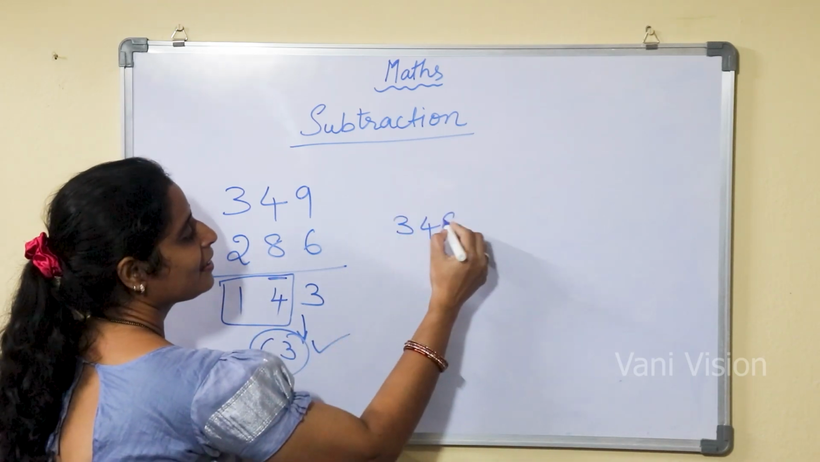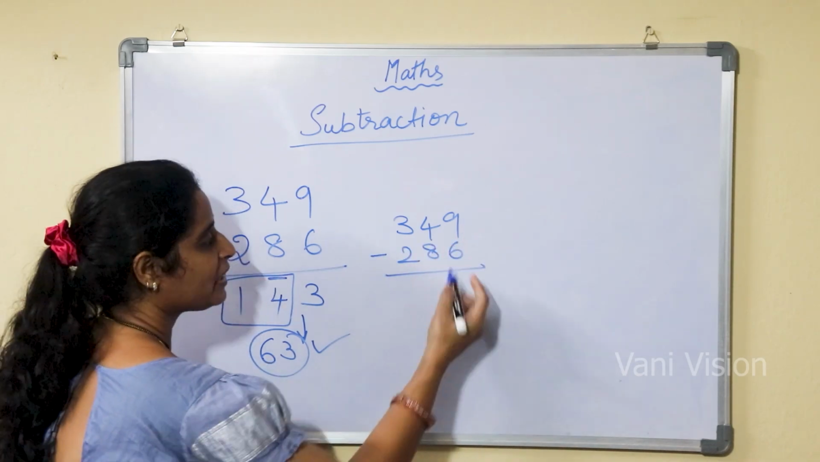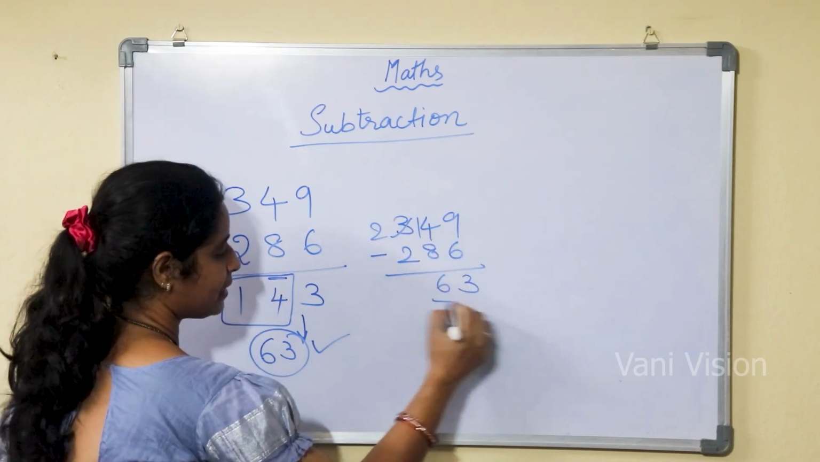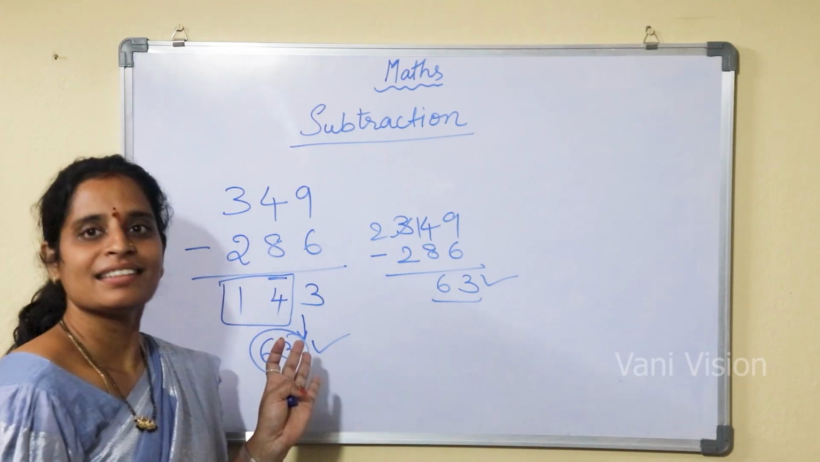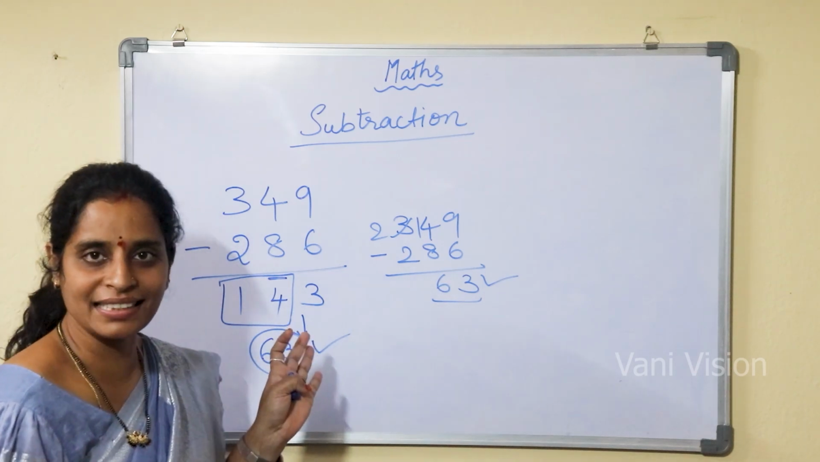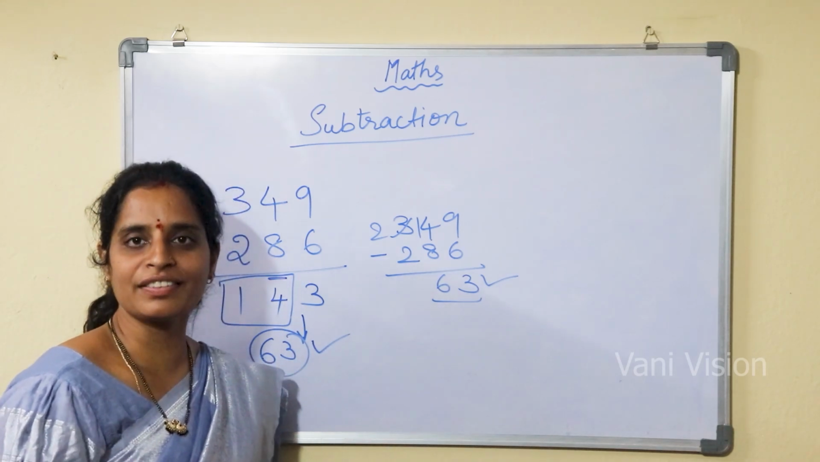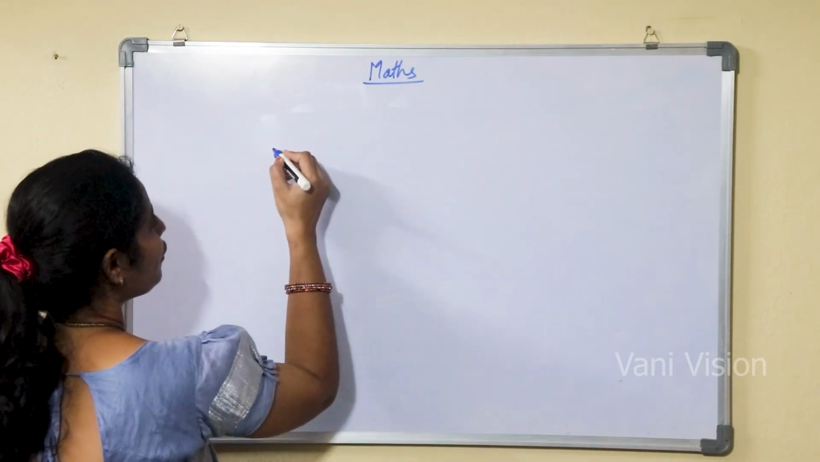Now let's check 349 minus 286 with the normal traditional method. 9 minus 6, 3; 4 minus 8 with borrow, 6; 2 minus 1, 1. So 63. Is it correct? Is it easy? How many seconds? Hardly 3 to 5 seconds, right? It is an easy way. When you practice continuously, it will take even less than 3 to 5 seconds. Shall we go for the next example?